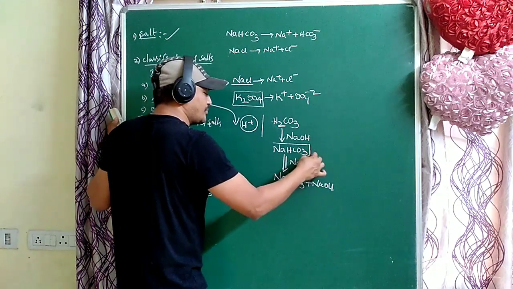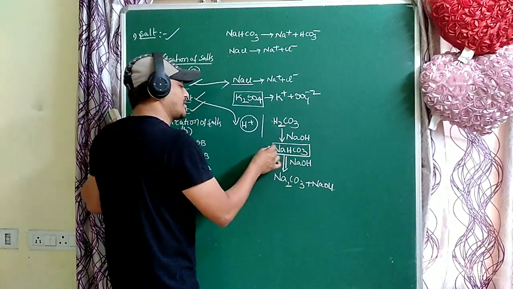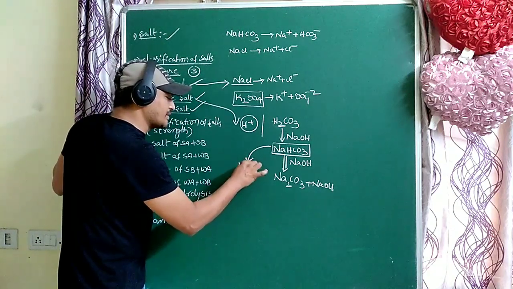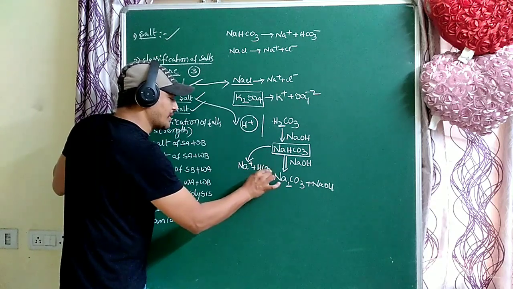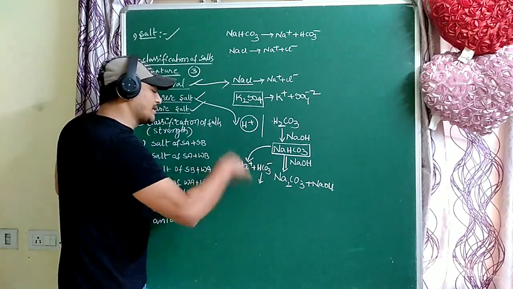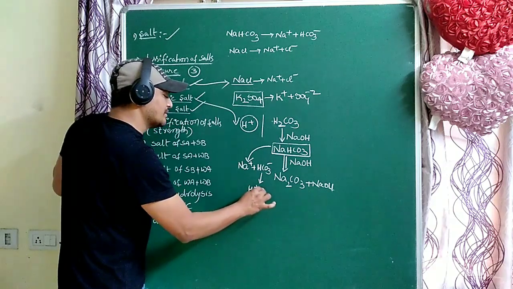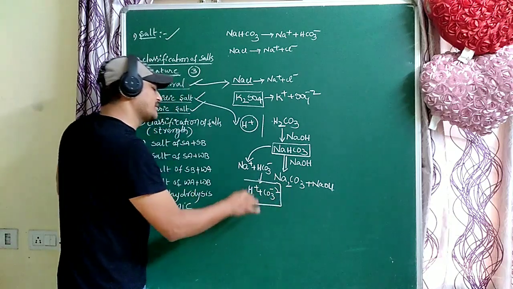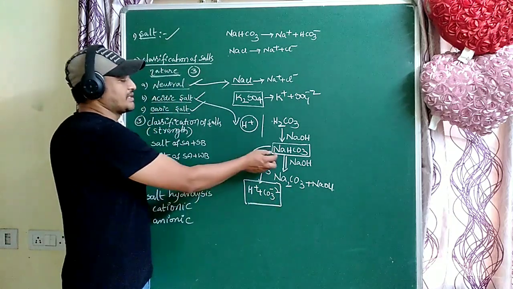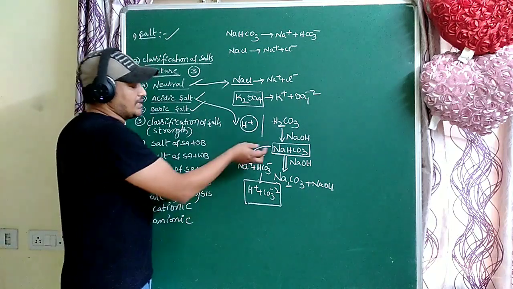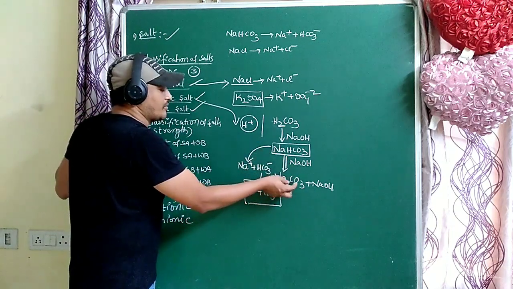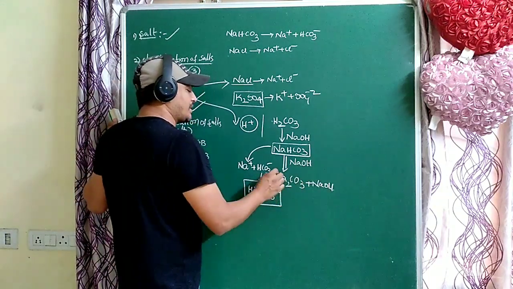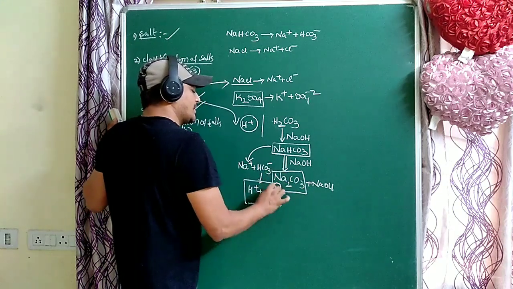NaHCO3 reacts with base, so it is an acidic salt. In first ionization it gives Na plus and HCO3 minus, and HCO3 minus further ionizes to give H plus and CO3 minus 2. In the second ionization, other than the first, it gives H plus ions. That's why this is an acidic salt, and it reacts with NaOH to form Na2CO3. Na2CO3 does not react with base, so it is a neutral salt, not an acidic salt.